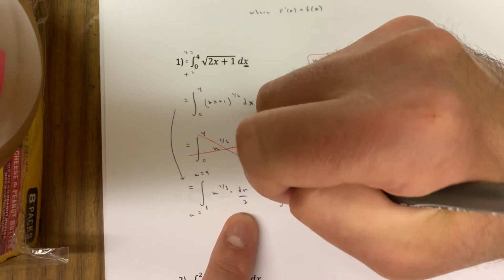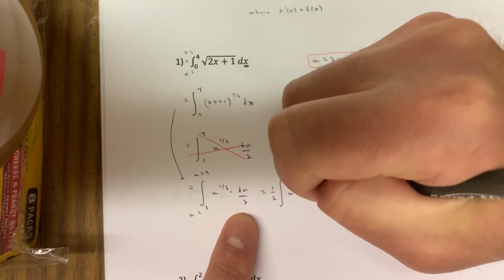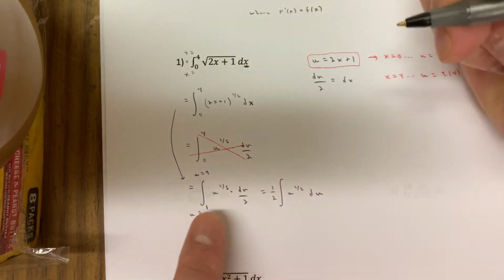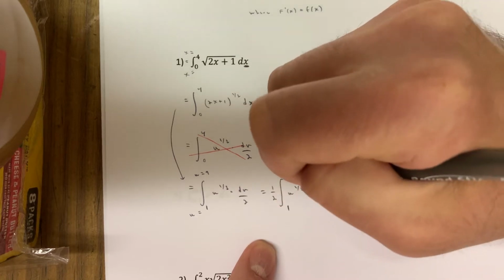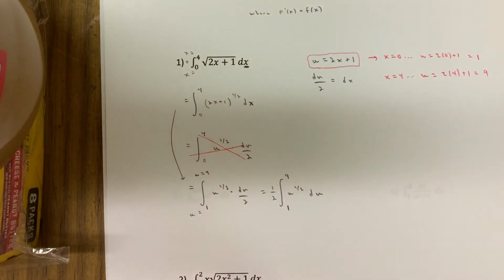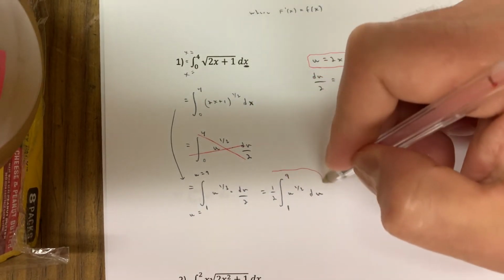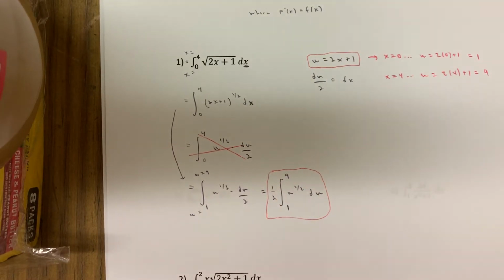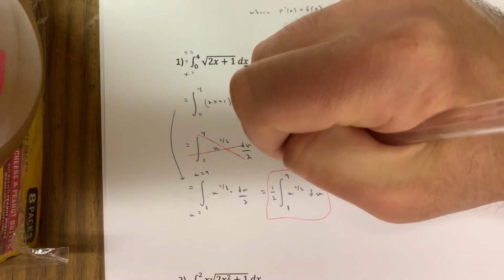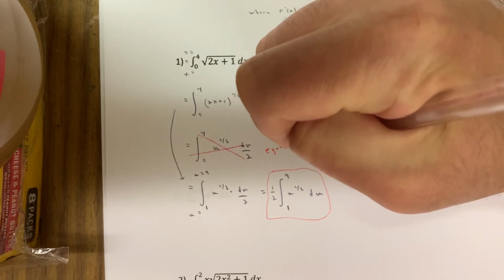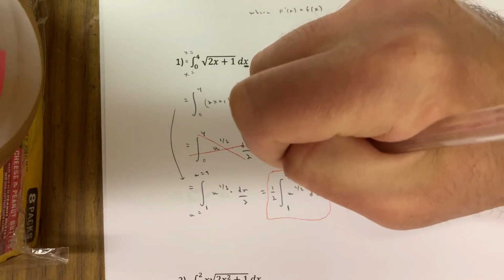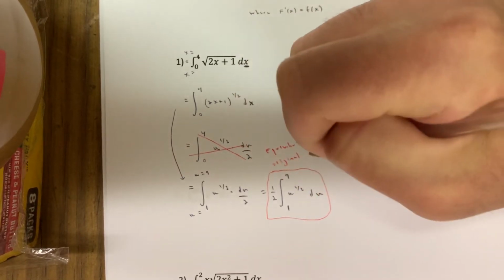You're going to pull out the 1/2, right? Inside here, you're going to have u to the 1/2 with respect to u. But now I need those new u bounds, the integral from 1 to 9. And what we actually have right here is an integral that's equivalent to the original integral.